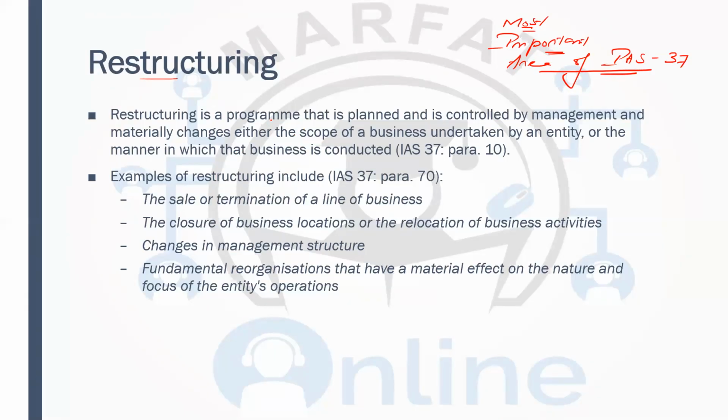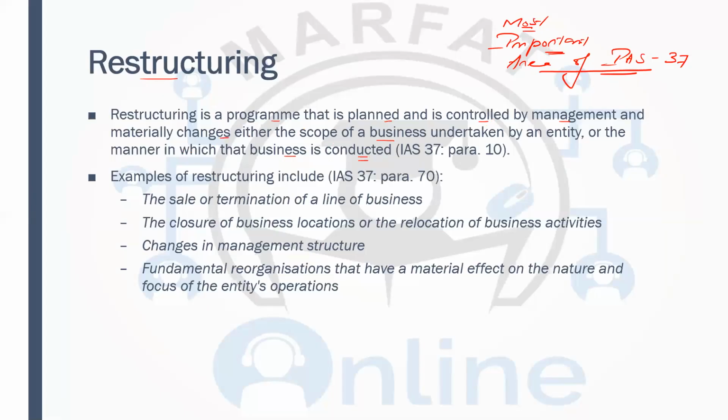Now, restructuring is a program that is planned and controlled by management and materially changes either the scope of the business or the manner in which the business is conducted. Many companies have gone through restructuring. For example, if they are changing the products, like Ford, you have heard regarding Ford, they used to make trucks and then they started making cars.